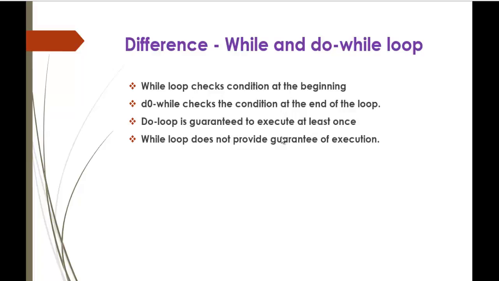A do while loop is guaranteed to execute at least once, as I explained now, and a while loop does not provide that guarantee of execution. This is the difference between while and do while loop.